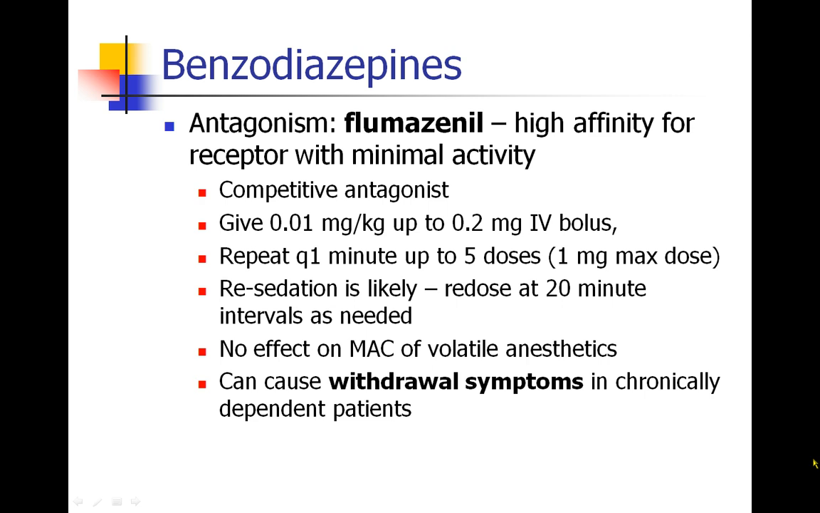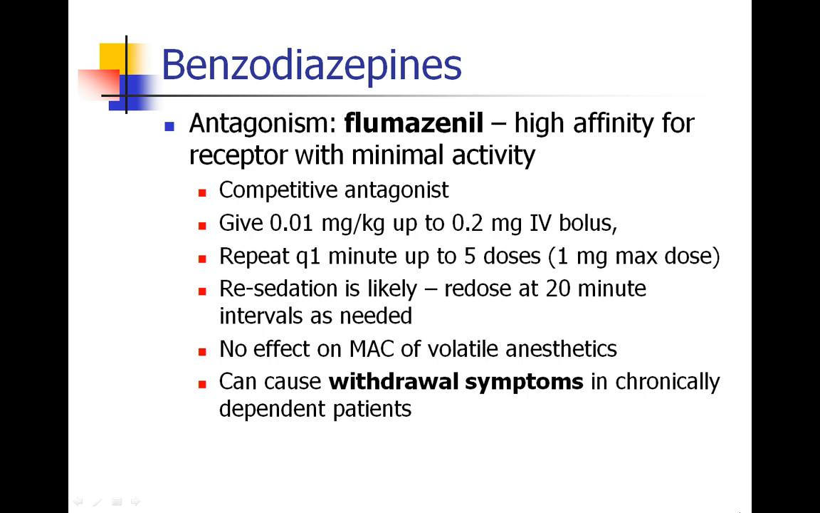Benzodiazepines can be reversed. So there is an antagonist which will bind competitively for the benzodiazepine receptor, and that drug is called flumazenil or Romazicon. It has a very high affinity for the receptor, and it has basically no activity. So it's really an antagonist, but it is actually a benzodiazepine.